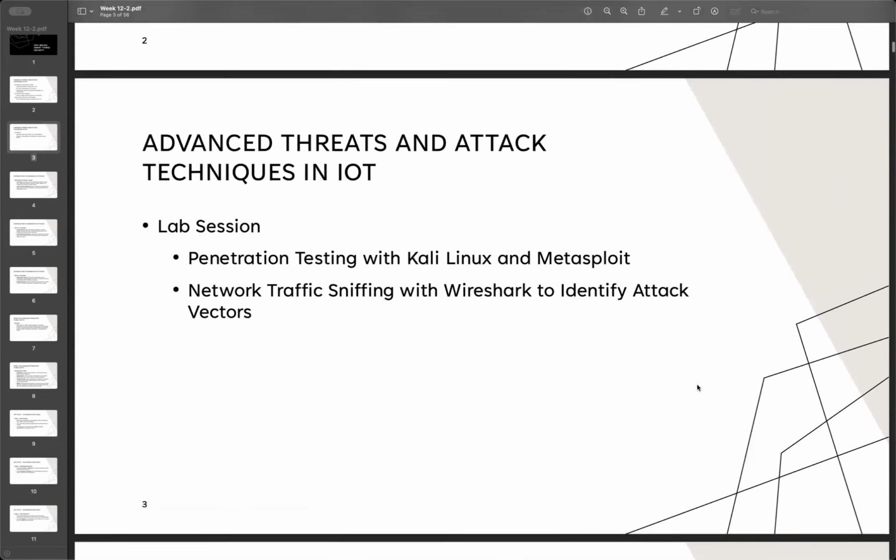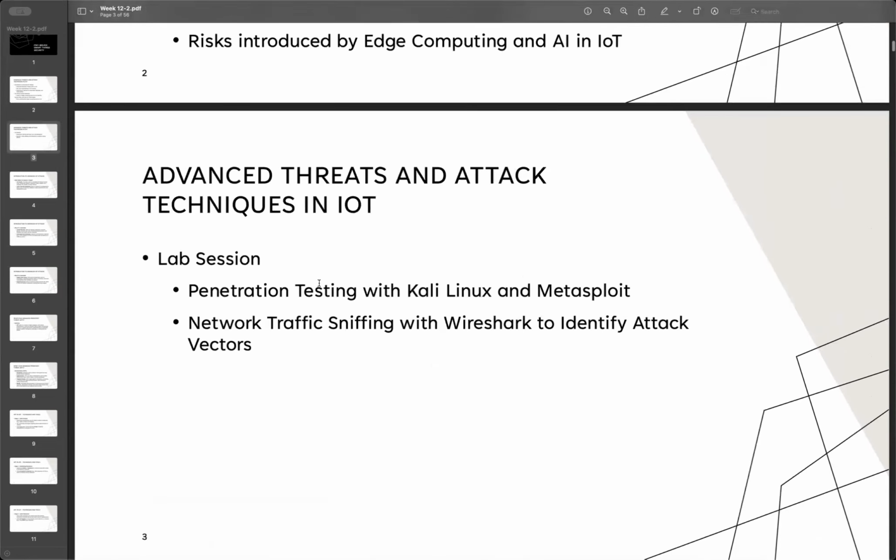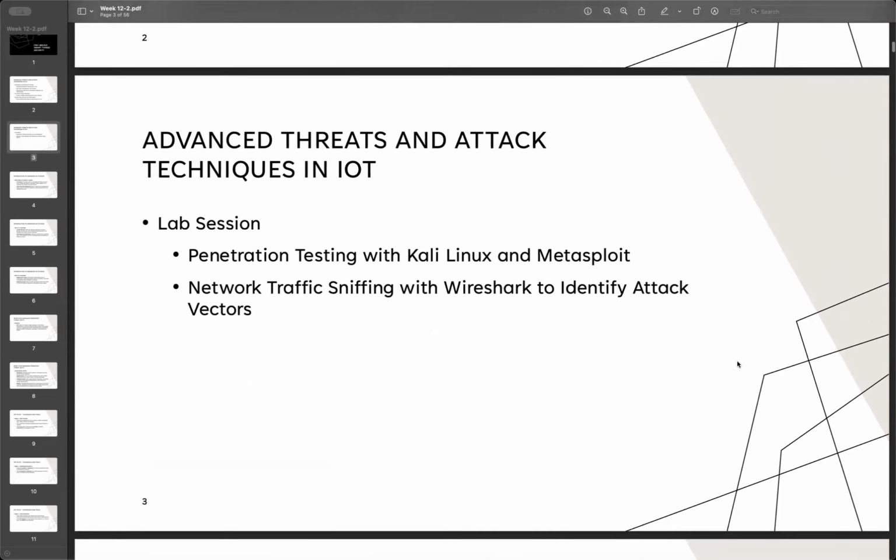There's a penetration lab I'm giving you, also network traffic sniffing using Wireshark to identify the attack vector. But for this part, I will let you do that if you're interested and want to know more. Then you can follow the lab session.